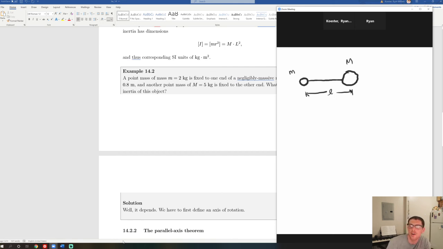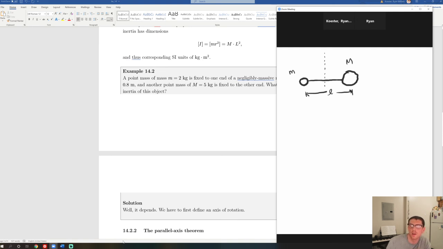Now, a very natural choice to make here would be to set the axis of rotation at the midpoint of the rod, and this is probably what most people would do. And so let's do that. Let's say this is our axis of rotation.